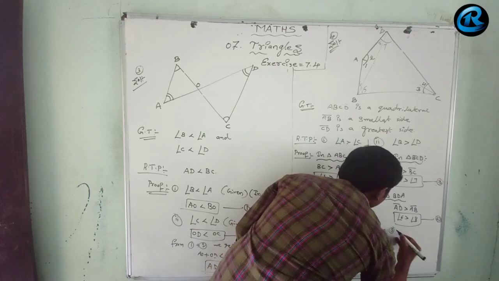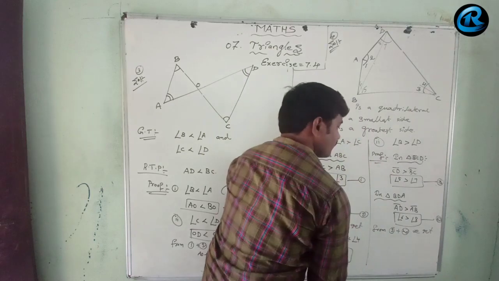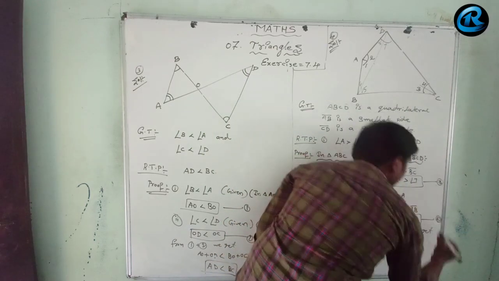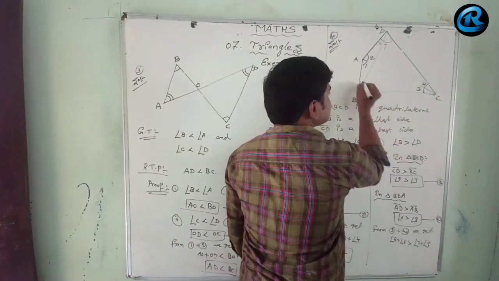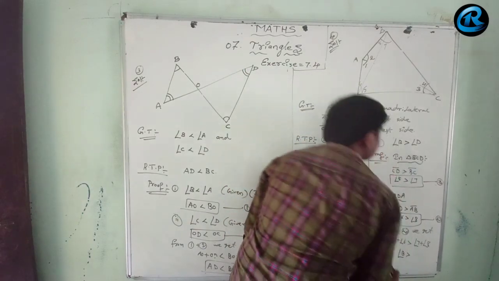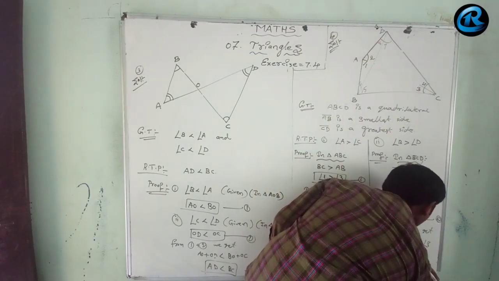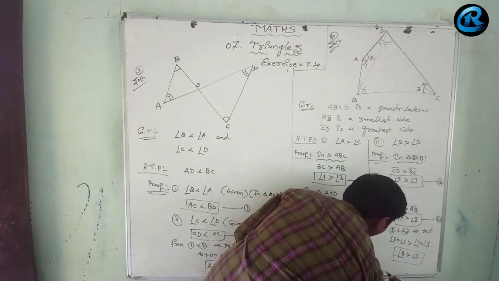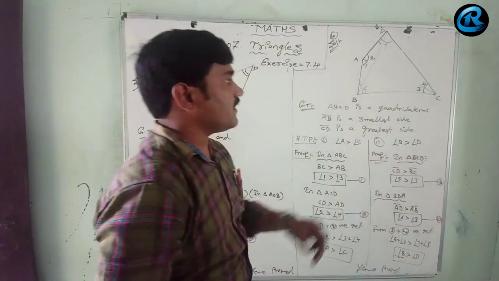From equation number 3 plus 4, we get angle 5 plus angle 6 is greater than angle 7 plus angle 8. Angle 5 plus angle 6 is nothing but angle B, which is greater than angle 7 plus angle 8, which is nothing but angle D. Hence proved. Angle B is greater than angle D.